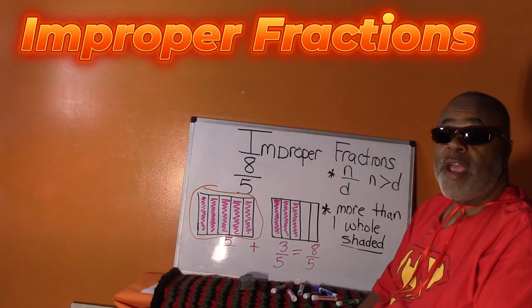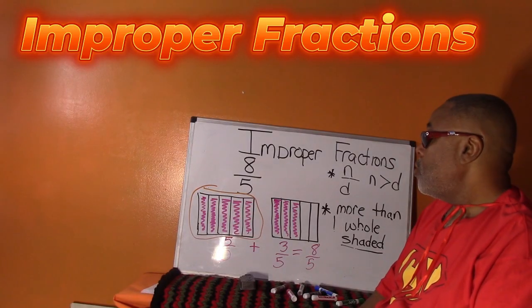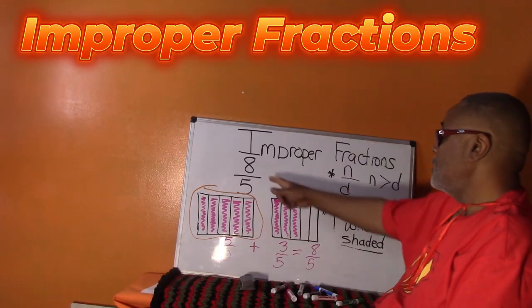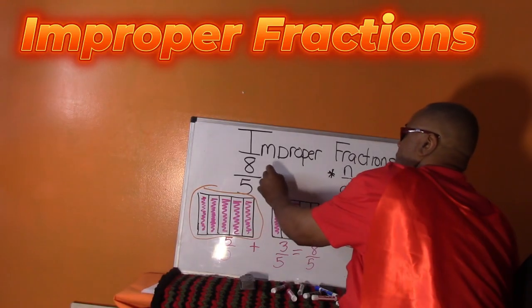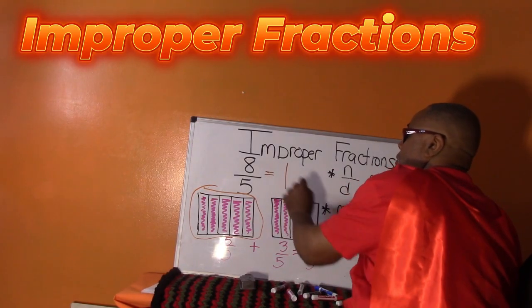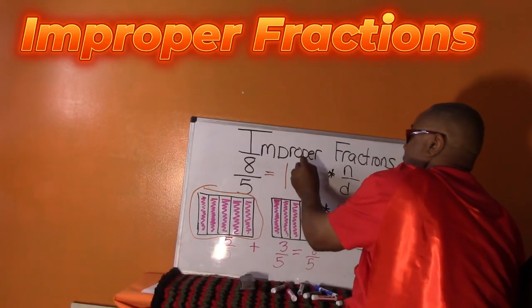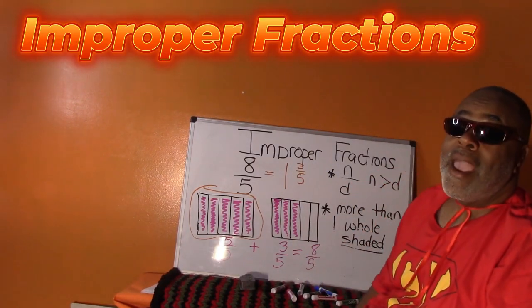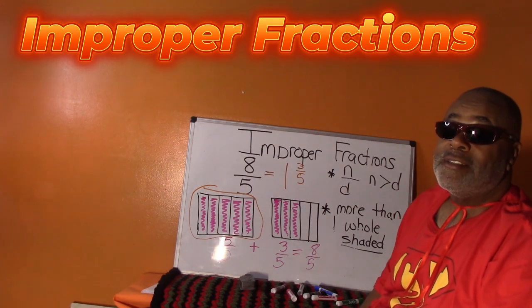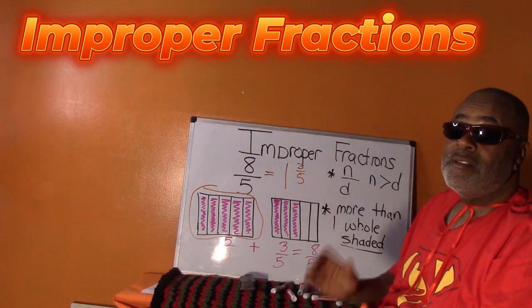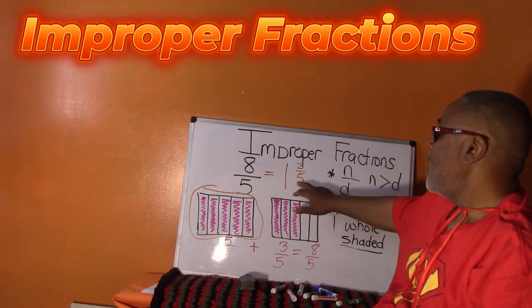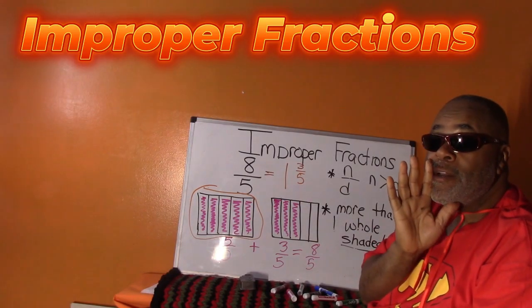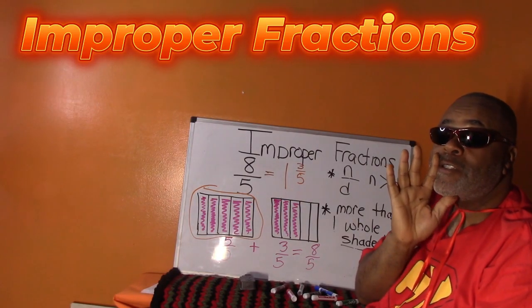Isn't improper fractions fun? And you know what? We learn something else in the future. That this is the same as 1 and 3/5, which is called a mixed fraction. Because it has two types of numbers. It's got a whole number, and it's got a proper fraction. But that's later on. We'll learn that in the next episode.